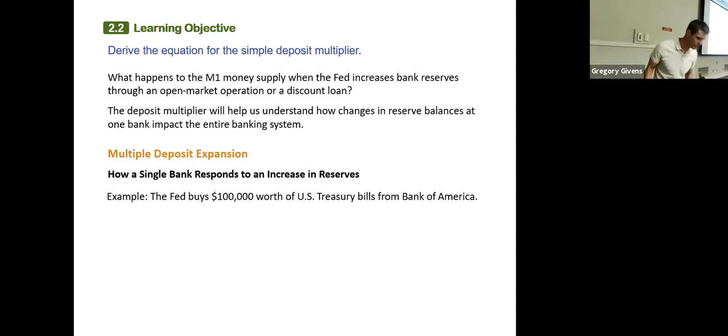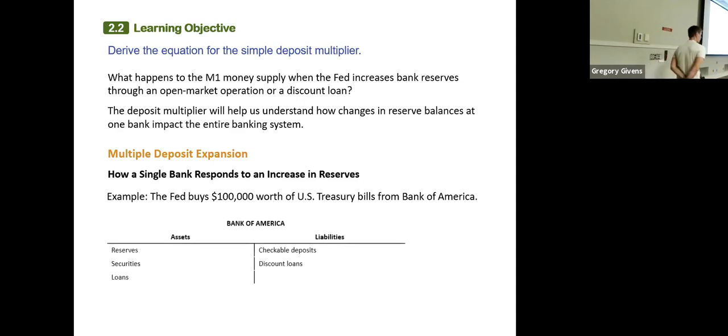Okay, so how are we going to analyze this? Well, we're going to do it just with brute force by looking at the balance sheets of all of the different banks that are affected by this transaction, okay? The first bank that's going to be affected is obviously the one that is doing business directly with the Fed. Here we have Bank of America selling $100,000 worth of Treasury bills to the Fed, all right?